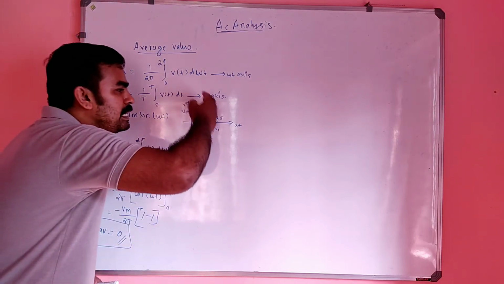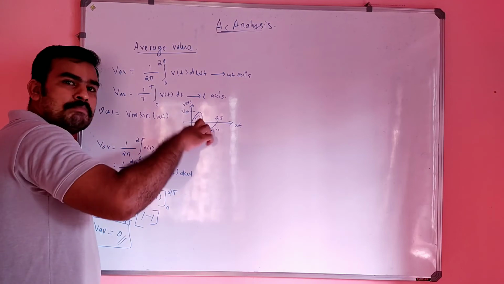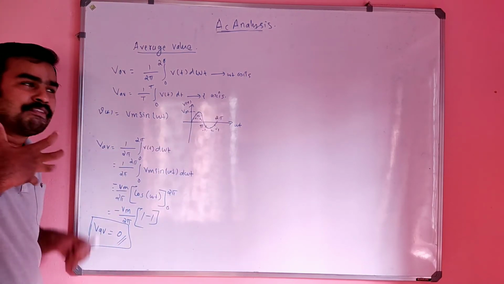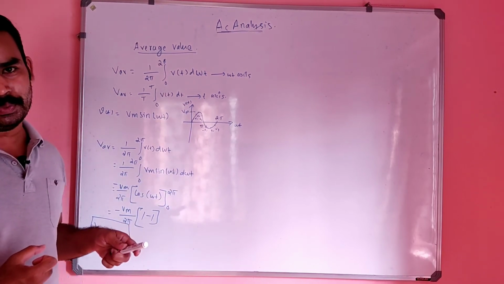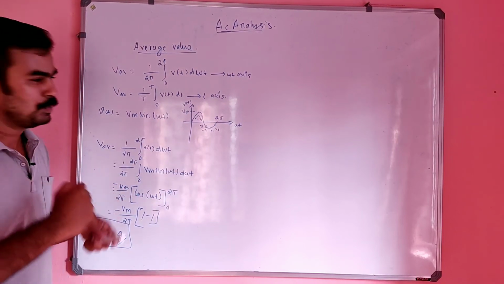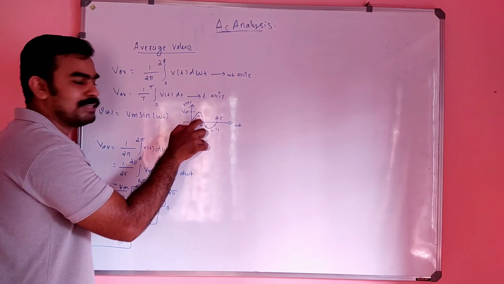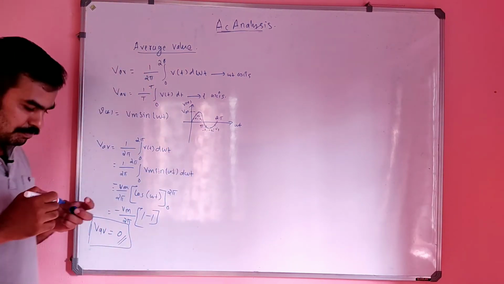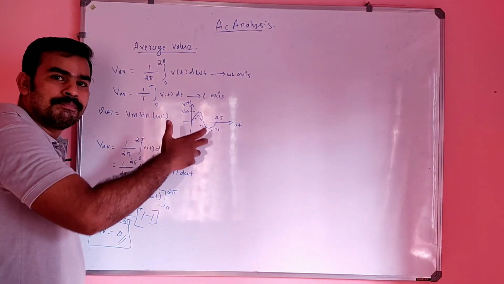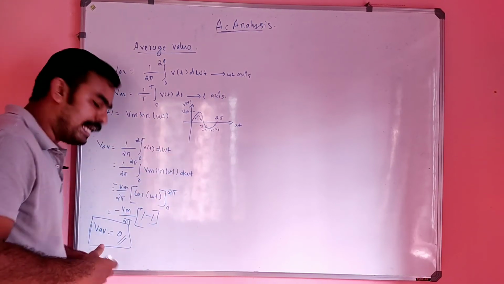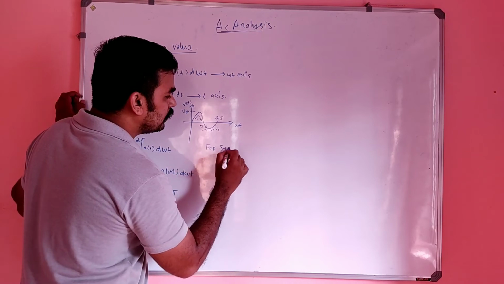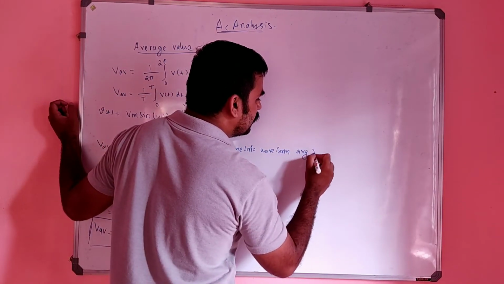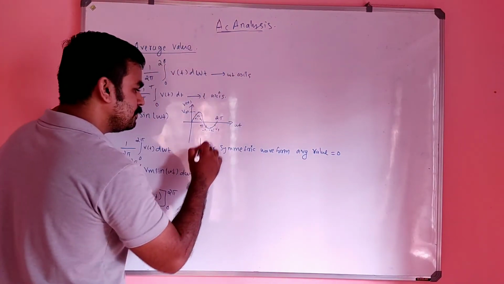That means for a complete waveform, if the waveform is symmetrical in nature, the average value will be equal to 0. Average value means you are averaging the instantaneous values. Here it is plus V1, plus V2, plus V3, and for the next half cycle it is minus V1, minus V2, minus V3, which means there is a replica of the half waveform. That means it is a symmetrical waveform. For a symmetrical waveform, the average value will be 0. It is a thumb rule.